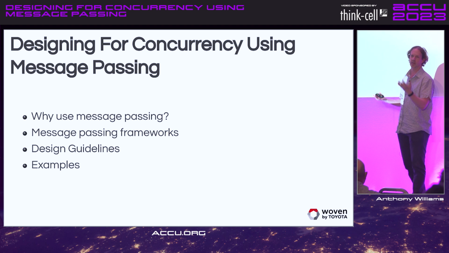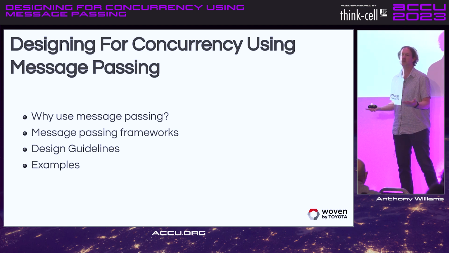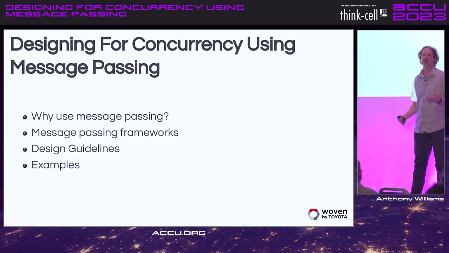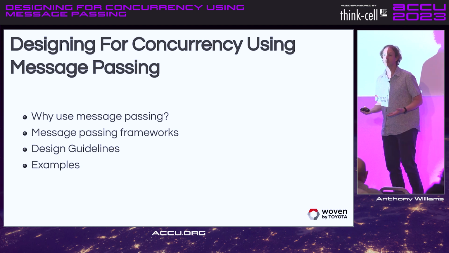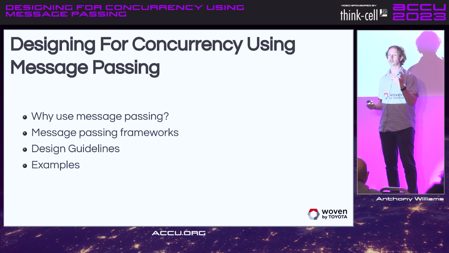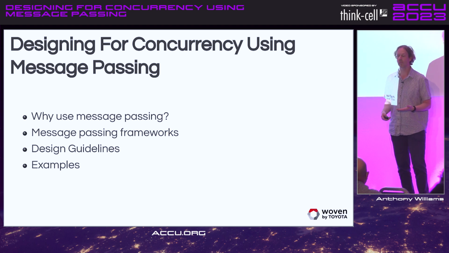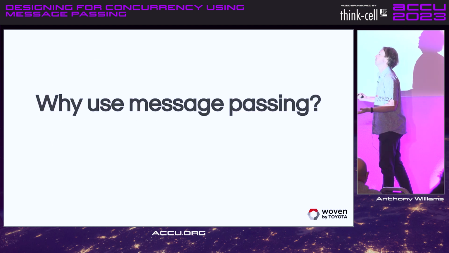So I'm going to divide that into 4 parts. Firstly, why would we use message passing rather than anything else when we're designing for concurrency? Secondly, I'm going to talk a little bit about message passing frameworks and what they will do for you. And then some design guidelines. And then finally some examples. So why would we use message passing?